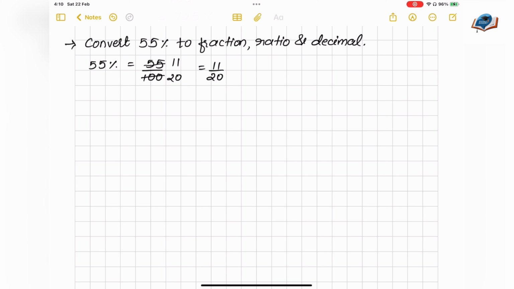11 upon 20, if I want to bring to ratio form, I can write 11 is to 20. Then I am given 55 percentage and I am told to convert it to decimal. So 55 upon 100 I got in fraction form. If I want to convert it to decimal, I can write 0.55. So that will be my decimal form.